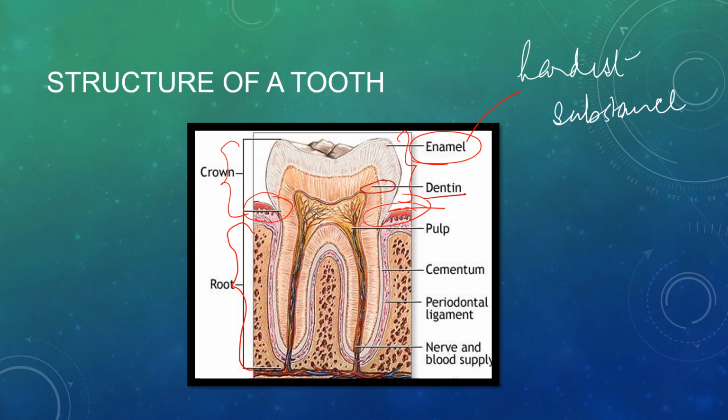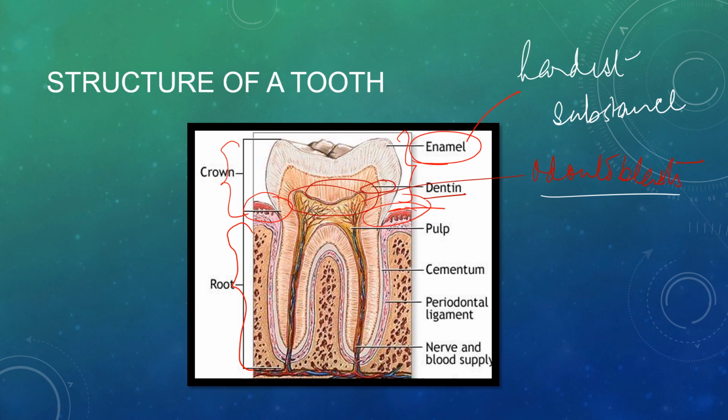Which actually forms the bulk of the tooth. Though dentin is not as hard as enamel, it is tough. Now it contains many small canals and dentine producing cells. So what are these called? These are called odontoblasts. So these are all dentine producing cells which are called odontoblasts.